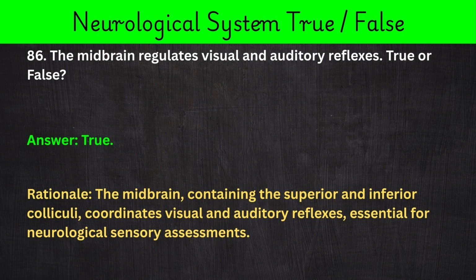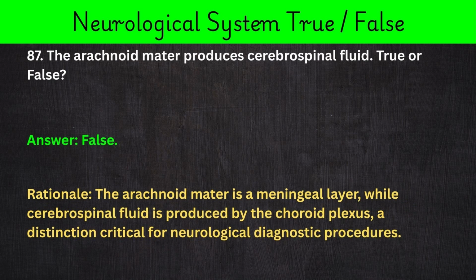Rationale: the midbrain, containing the superior and inferior colliculi, coordinates visual and auditory reflexes, essential for neurological sensory assessments. 87. The arachnoid mater produces cerebrospinal fluid. True or false? Answer: false.